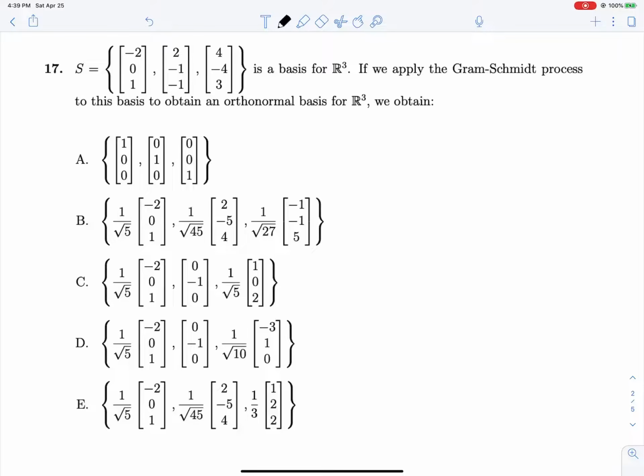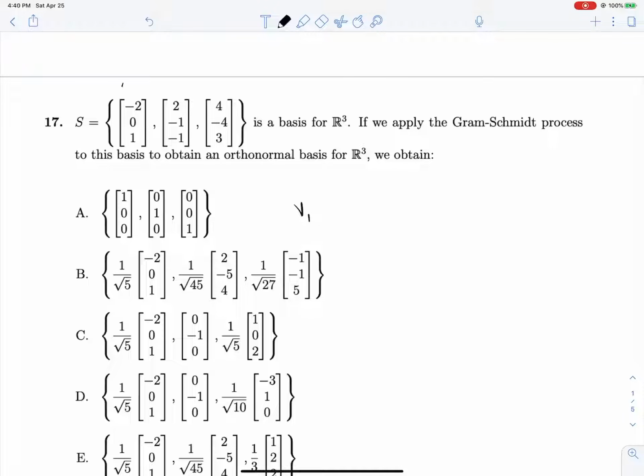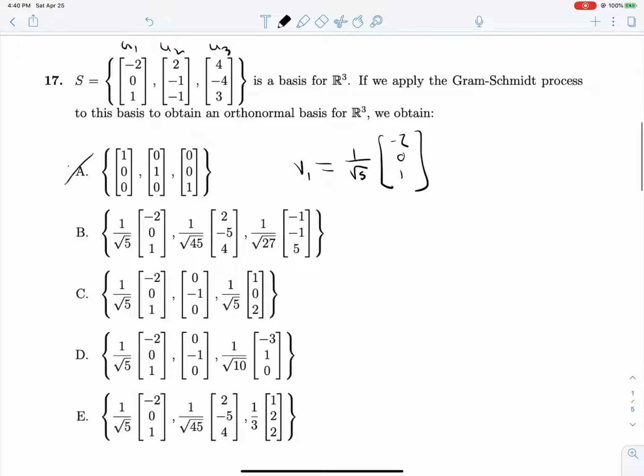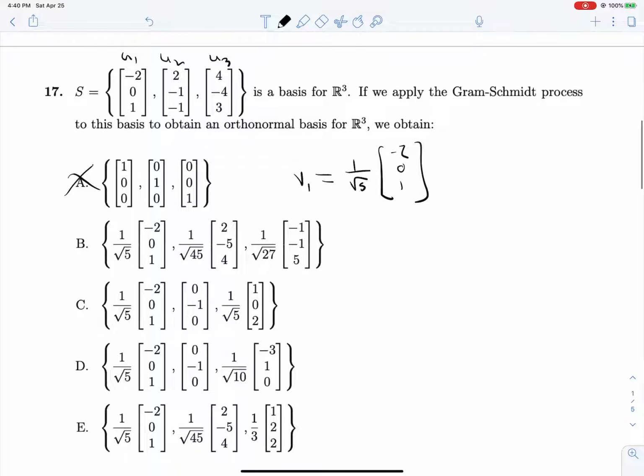17, here is S, the set of these vectors, and it is a basis for R3. Let's apply the Gram-Schmidt process to obtain an orthonormal basis. So yet again, sorry, I forgot my first step. This is u1, u2, u3. But our first basis vector, v1, is just the normalized version of u1. So that's 1 over root 5 multiplied by negative 2, 0, 1. And looking at our answer choices, that gets rid of one of them, but not any of the others. So there's our first basis vector.